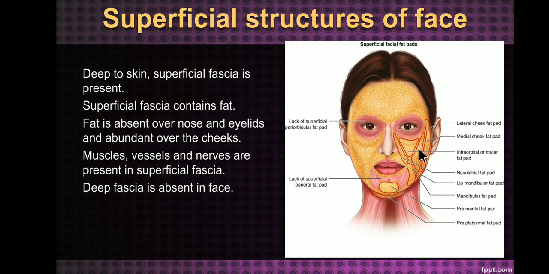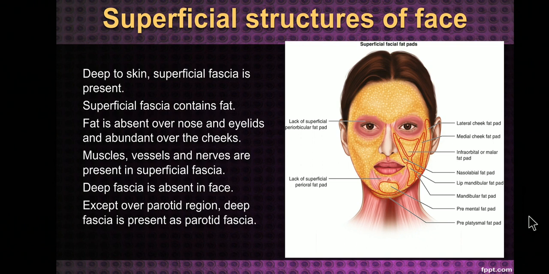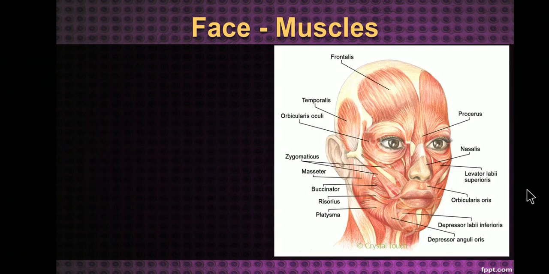Okay, so the existence of buccopharyngeal fascia is also not accepted by a few. So except over the parotid region, the deep fascia is absent all over the face. So now, deep to the skin and the superficial fascia, we will now discuss the muscles of the face.